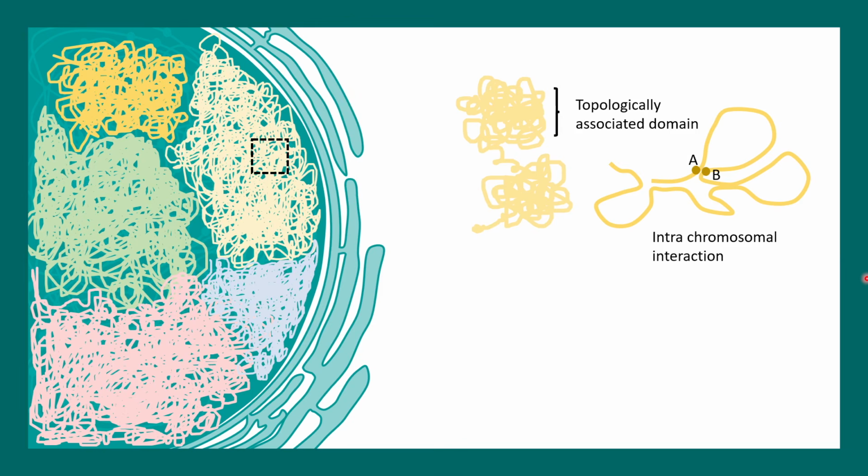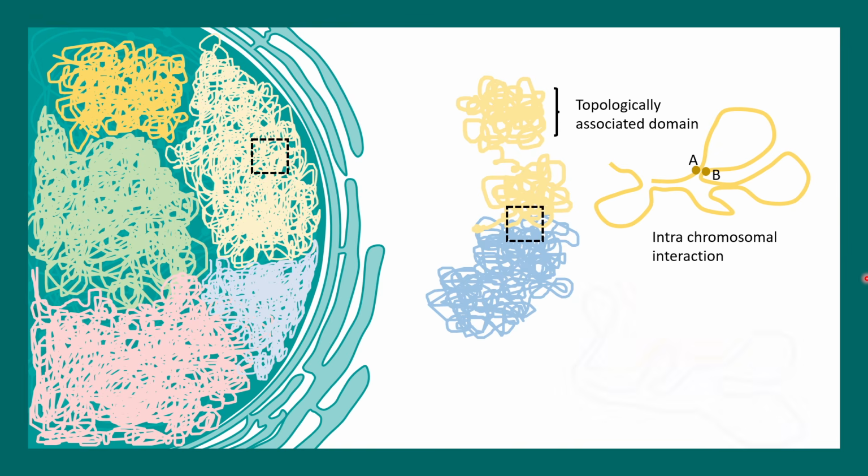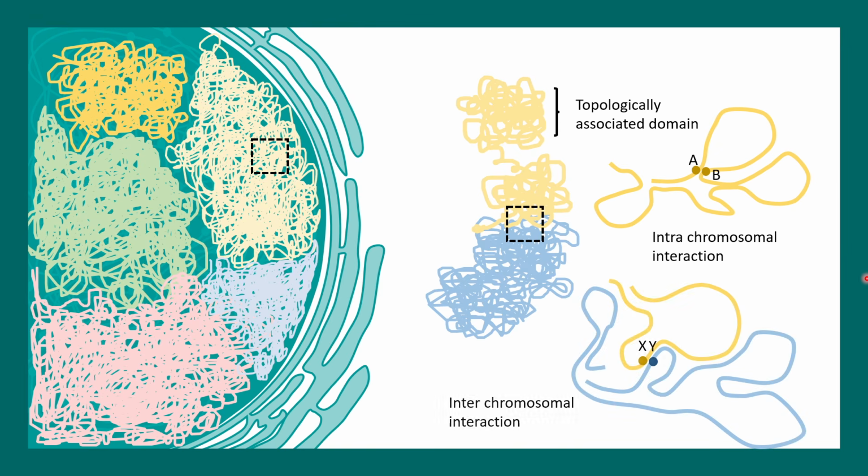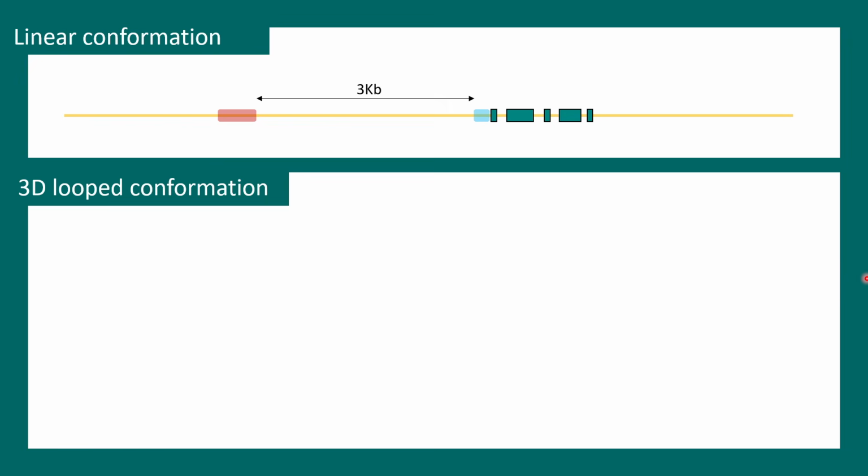There could be intra-chromosomal interaction, like you can see point A and point B. These are part of the same chromosome. Due to this 3D folding, they are coming close to each other and interacting with one another. There could be another chromosome marked here in blue. You can see there could be inter-chromosome interaction. Now the points X and Y are present in two different chromosomes, but due to this 3D folding, they are coming close to each other and interacting with each other. So this kind of intra and inter-chromosomal regulation is really important to understand the molecular biology concept.